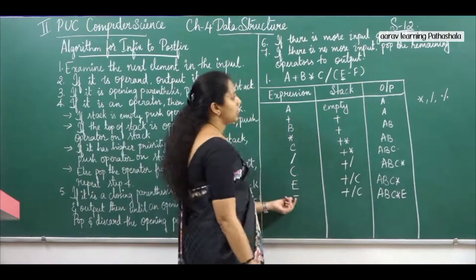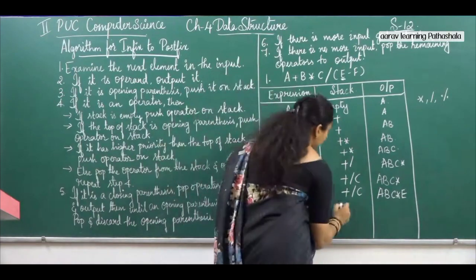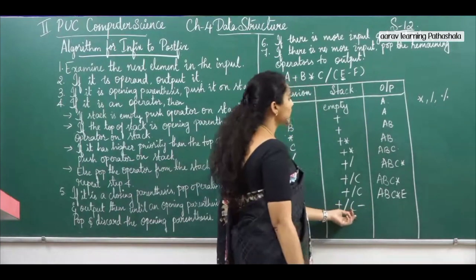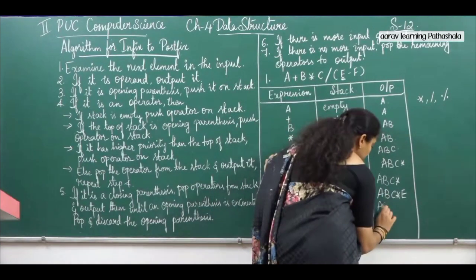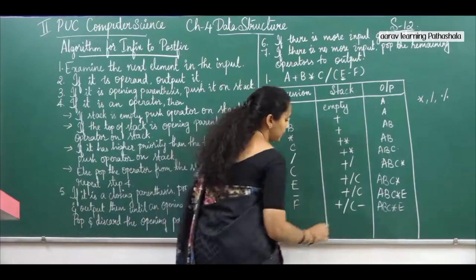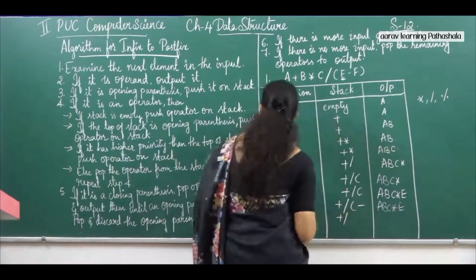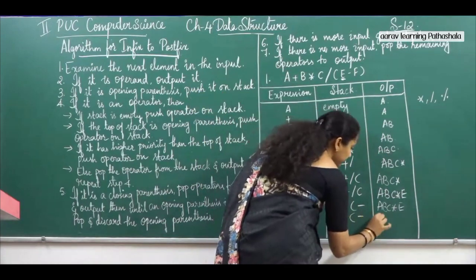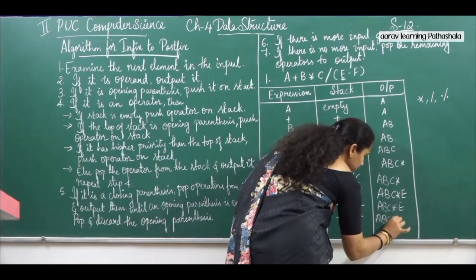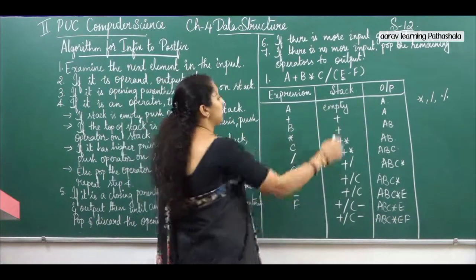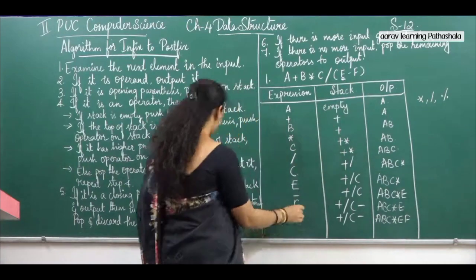Next, minus is an operator, so we are pushing it into the stack. Next is an operand, that is F. We are going to output it. EF. Next is closing parenthesis.